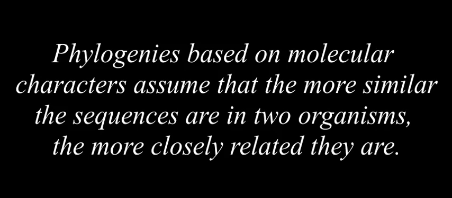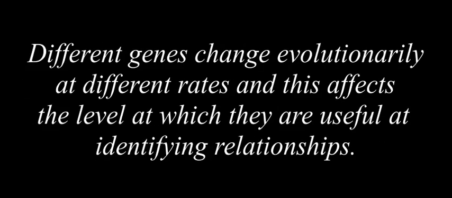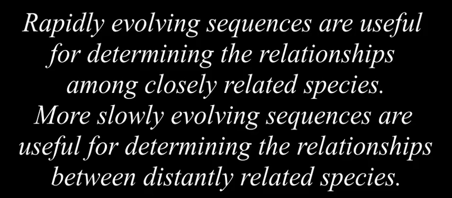Phylogenies based on molecular characters assume that the more similar the sequences are in two organisms, the more closely related they are. Different genes change evolutionarily at different rates, and this affects the level at which they are useful at identifying relationships. Rapidly evolving sequences are useful for determining the relationships among closely related species. More slowly evolving sequences are useful for determining the relationships between distantly related species.